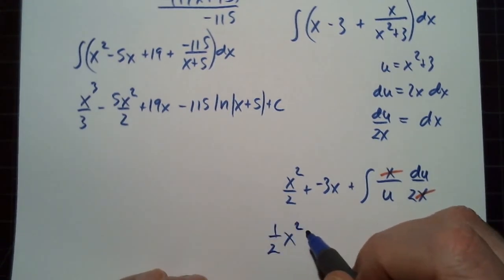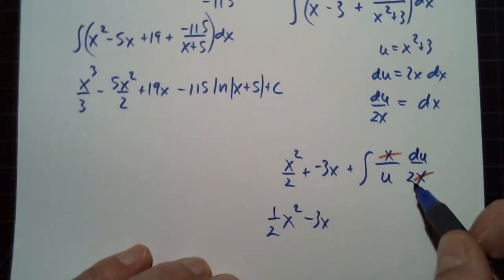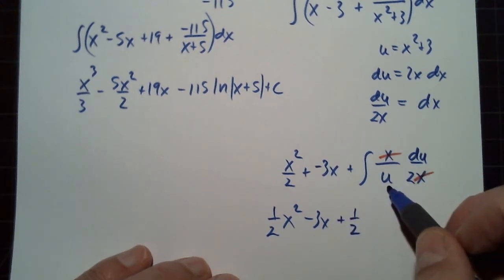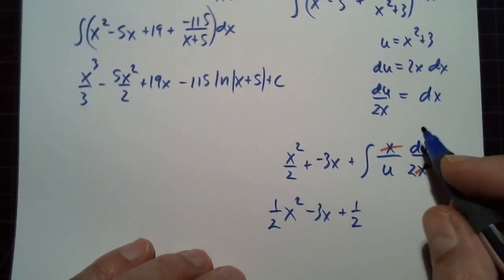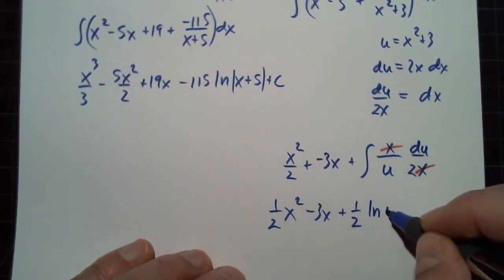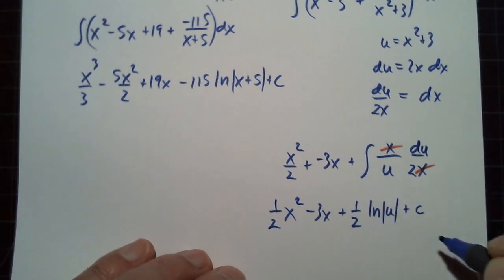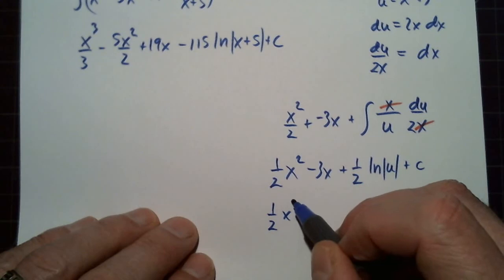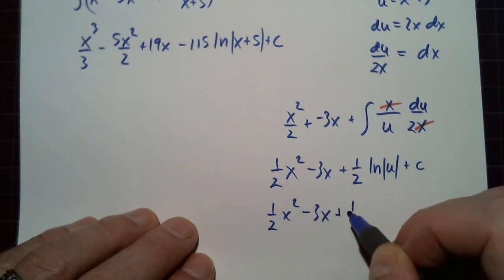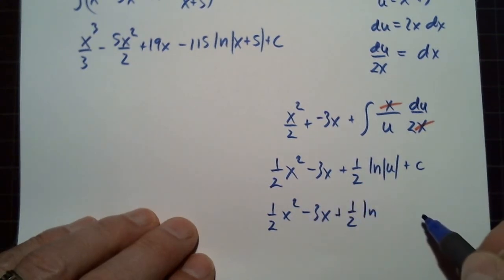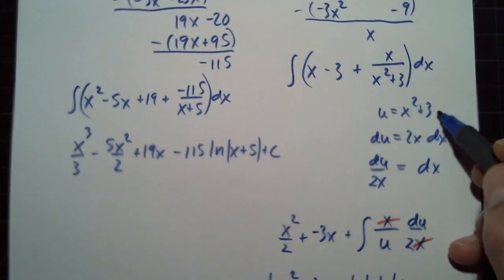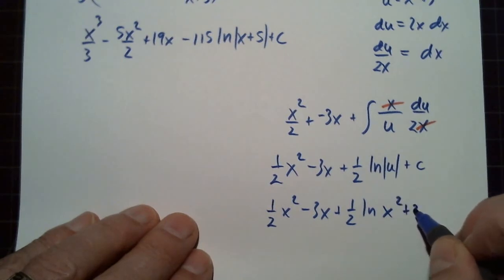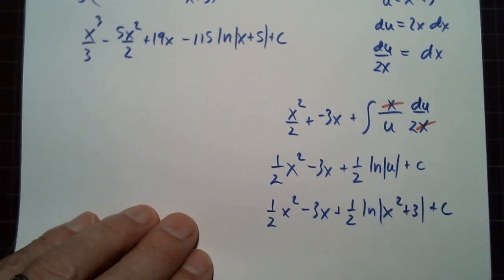One half x squared minus 3x. Here we have a 1/2. We have 1 over u du, and 1 over u gives us ln u. But u is a function of x. So I substitute for u. U was x squared plus 3, so we have ln of x squared plus 3 plus c.